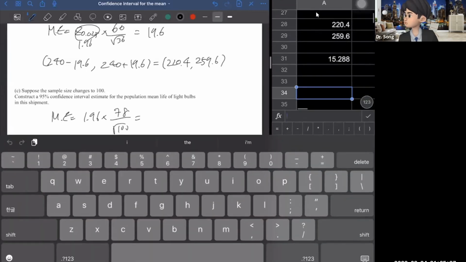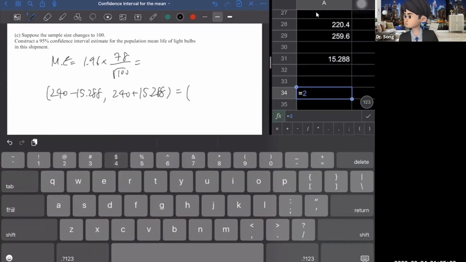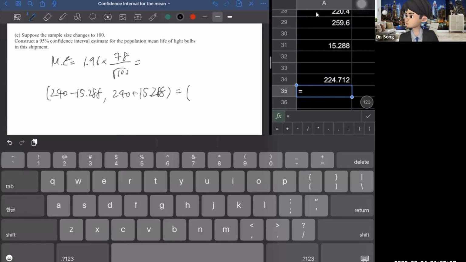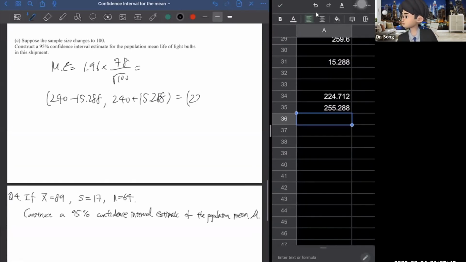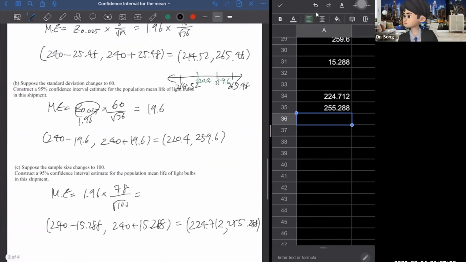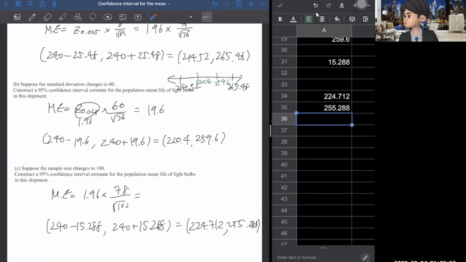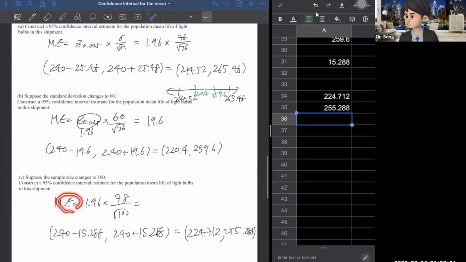Let me calculate this lower bound and the upper bound. 240 minus 15.288 is 224.712. And then 240 plus this margin of error is 255.288. And then let me compare with answer A. What do you see? Well, when you compare with A, it becomes narrower. What does that mean? When you have a large sample, this margin of error decreases. That's why you have a narrower confidence interval.